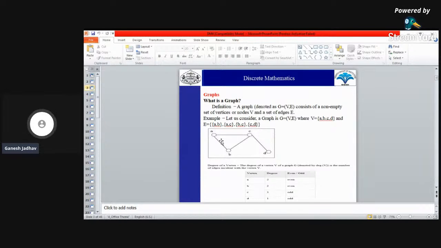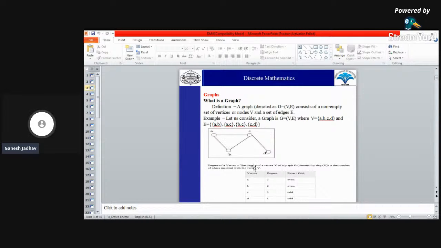Then D. How many edges are there from D? Only CD. So the degree of vertex D is 1. So we say that this is odd degree.